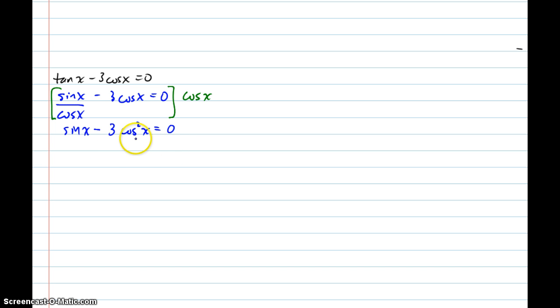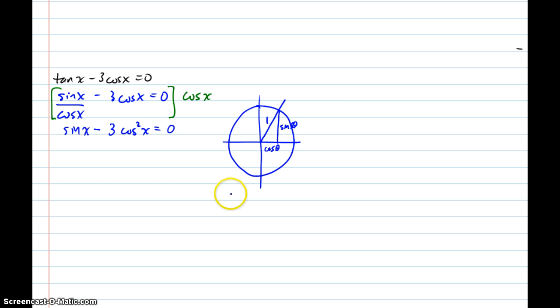We still got the two trig functions, but we can do the business we did in class where we replace cosine squared of x, remembering the Pythagorean identity. Going back to our handy-dandy right triangle here, on a unit circle the radius is 1, the vertical segment is the sine of theta, and the horizontal segment is the cosine of theta. So our Pythagorean identity is cosine squared theta plus sine squared theta equals 1, or cosine squared theta equals 1 minus sine squared theta.